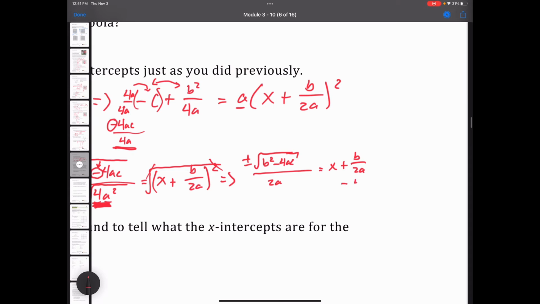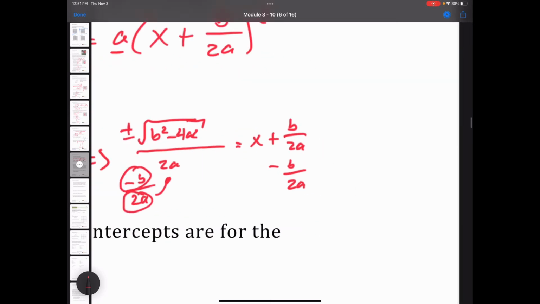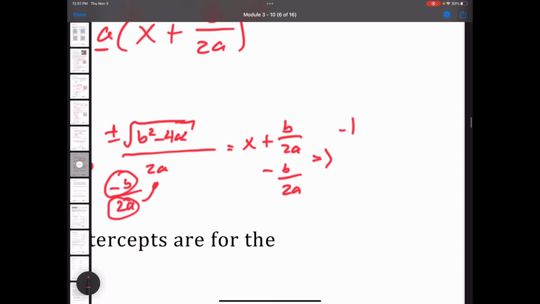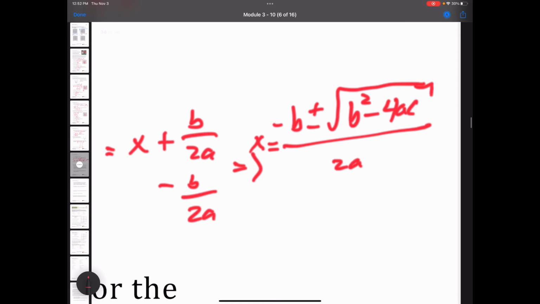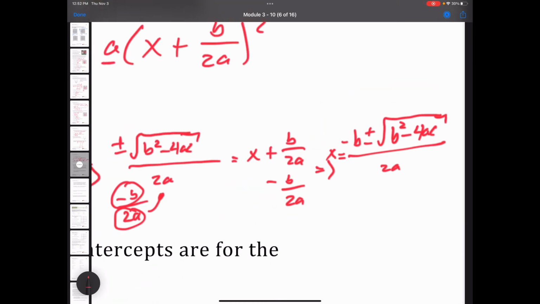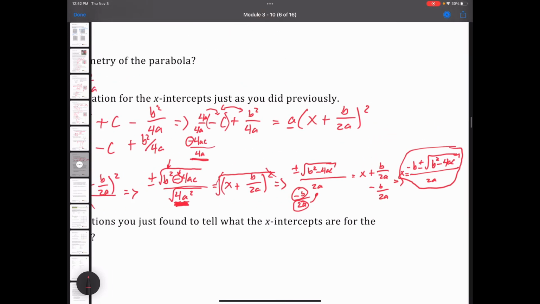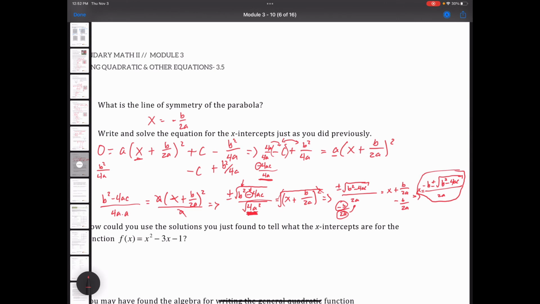Now finally I can subtract b over 2a from both sides. Oh, and look at that. This is actually common denominators already. So I can just put this negative b in the numerator, and I will get negative b plus or minus the square root of b squared minus 4ac all over 2a. Well, does that look familiar or what? This is all equal to x. I hope that looks familiar because this is actually the quadratic formula. So what we just did is, using the general form of the vertex form, we were able to solve for the quadratic formula right there.